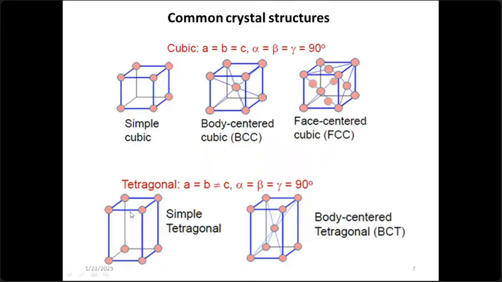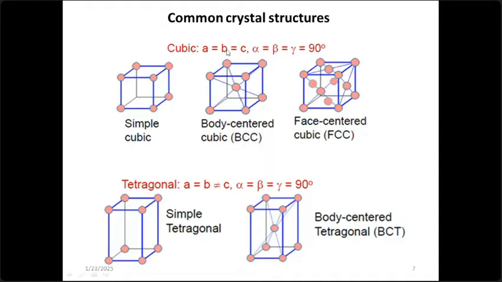Then another structure, we said there are several. Another structure is tetragonal, where it is not cubic, but for this face, a and b are equal, but c, which is this longer one, is not equal to a and b. And you can see the shape is like a box, and the angles alpha, beta, and gamma are all equal to 90 degrees, just like for the cubic.